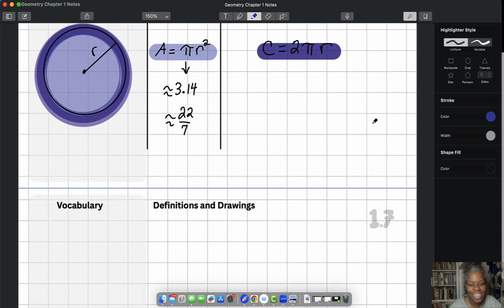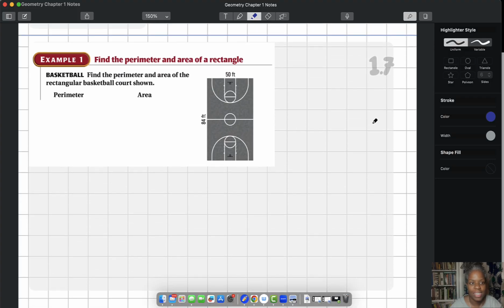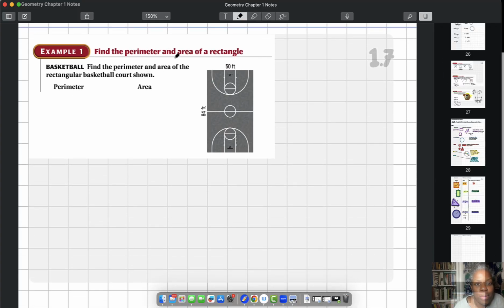Let's go ahead and turn our attention to some of the examples. So let's get down here. For example 1, we're going to find the perimeter and area of a rectangle. In this case, our rectangle is our basketball court. Find the perimeter and area of the rectangular basketball court shown. So the perimeter of a rectangle would be 2 times the length plus 2 times the width. We see that the length here is 84 feet and the width is 50. So we're going to just substitute in those values in order to find the perimeter. 2 times 84 plus 2 times 50.